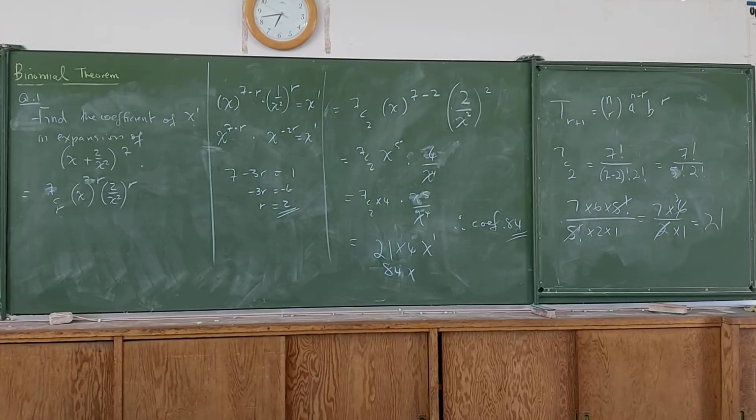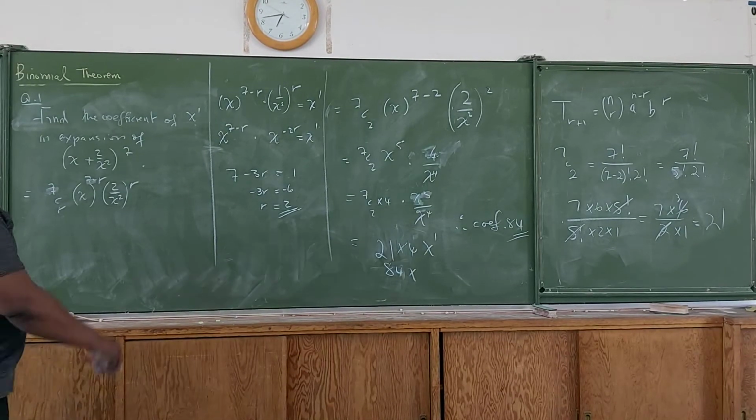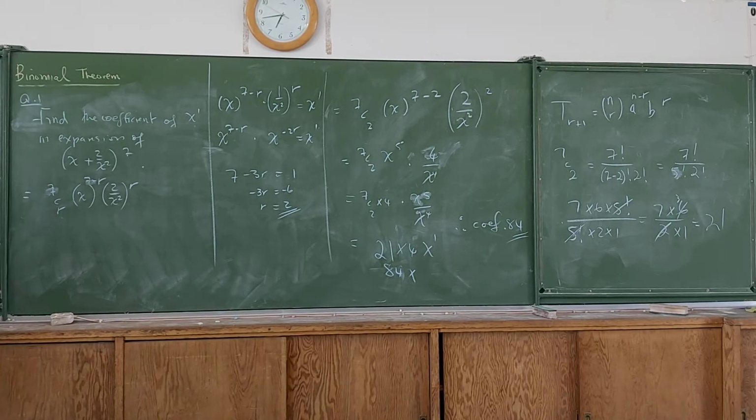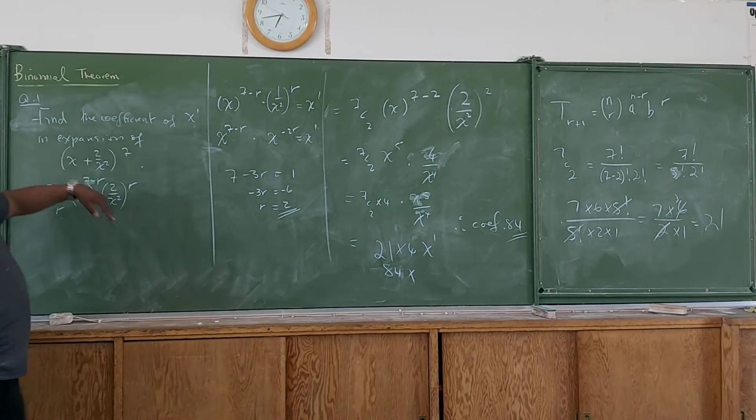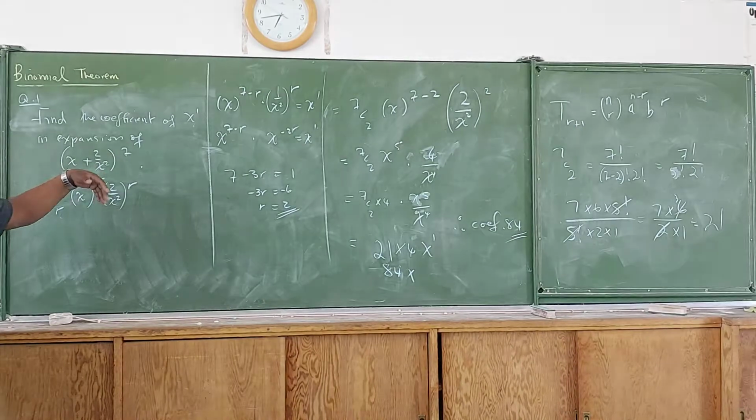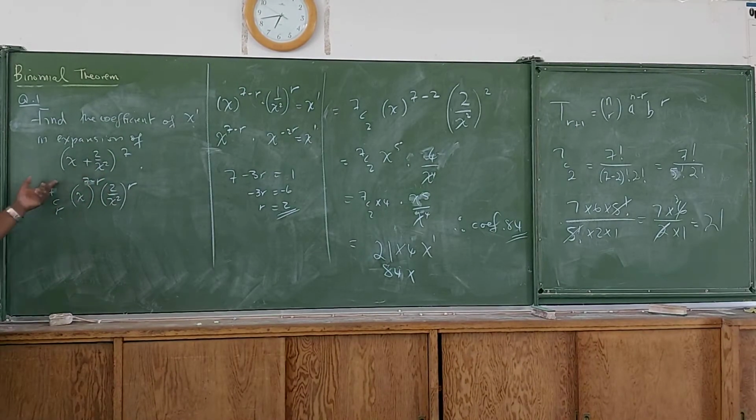Alright, so we don't know where we ended, but I think we get the idea. So look at this question, very interesting question. Find the coefficient of x. We don't know the position of x. It's different from the other ones.